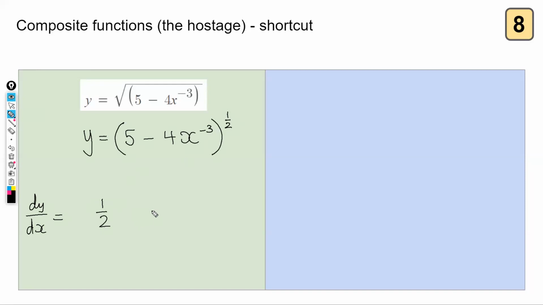I just put in a little space here, right? Over here, we have 5 minus 4x to the power minus 3. We minus 1 from the power, so we get minus a half. But we also have to differentiate whatever is in the brackets. Now, inside the brackets, we have 5 minus 4x to the power minus 3.